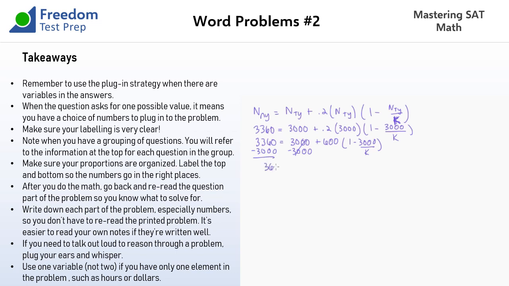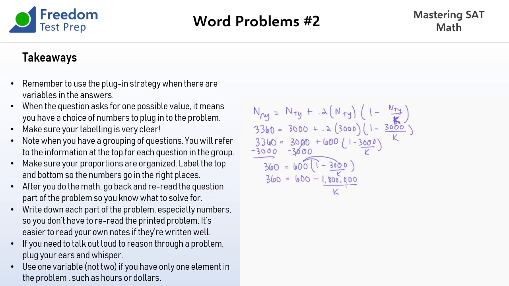So we have a 360 equals, now that 600 is attached here. You can't just divide that out, you need to distribute it. So we're going to do that. We're going to get 360 equals 600, that's this. And then we're going to minus, and we're going to do that on our calculator. It's going to be 1.8 million or 1,800,000 over K.